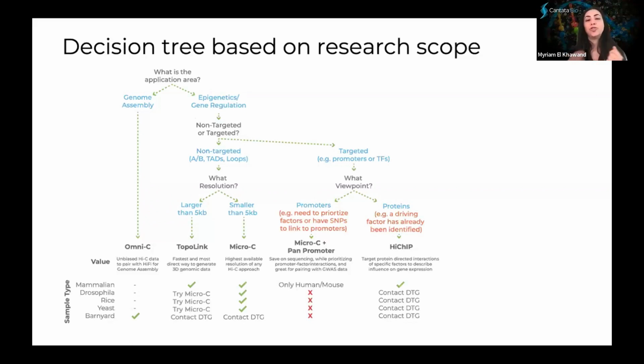To better decide on which one to go for, you need to ask the question of, what is the resolution that you're interested in, and what is the topological feature that you're interested in targeting? So if you're looking at a resolution up to 5 kb, so in that sense, you're really looking for AB compartments, TADs, and loop calling, but at a 5 kb resolution, then TopoLink is the right assay for you, because TopoLink will allow you to call all of these topological features in a quicker workflow. So you actually get done with your library and have your data set to analyze quicker.